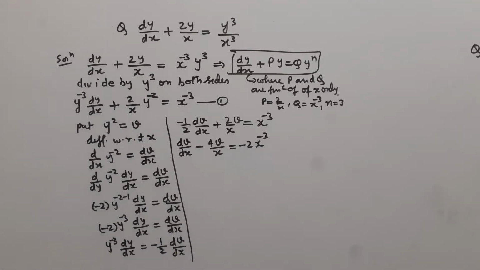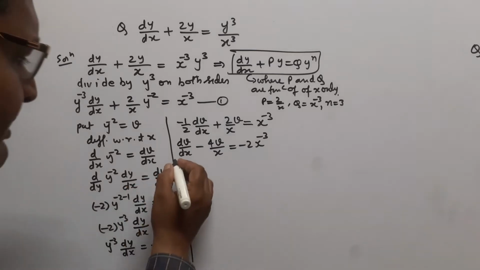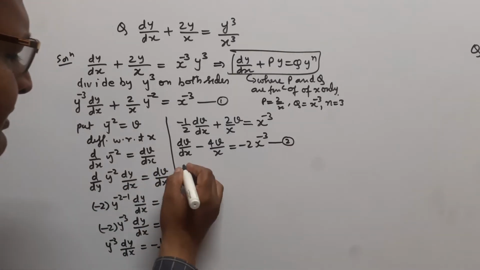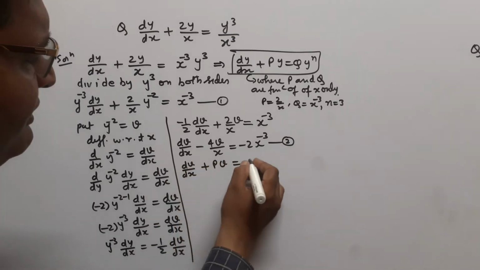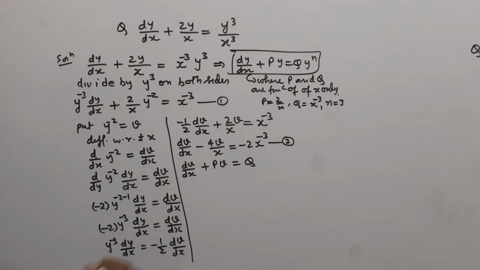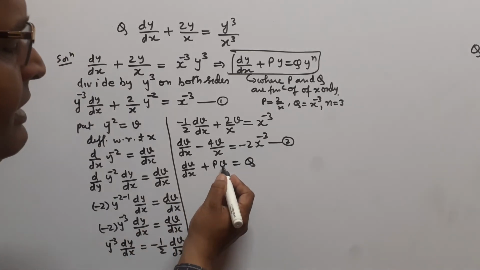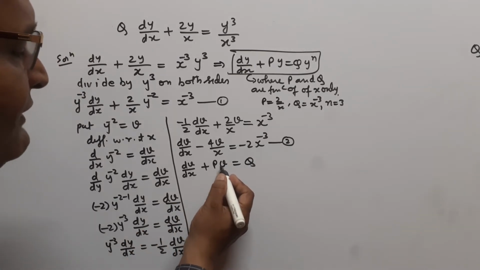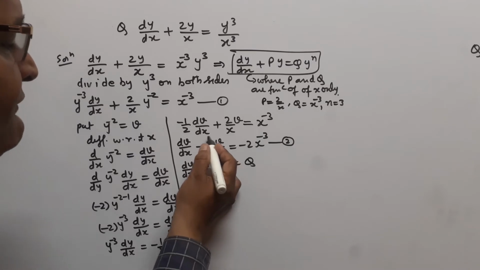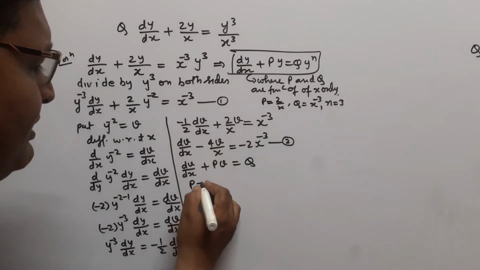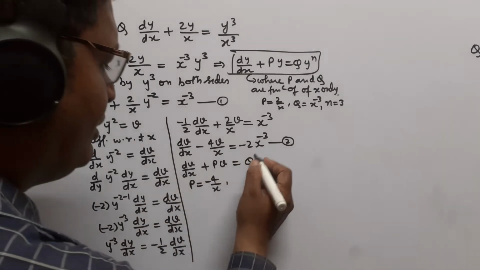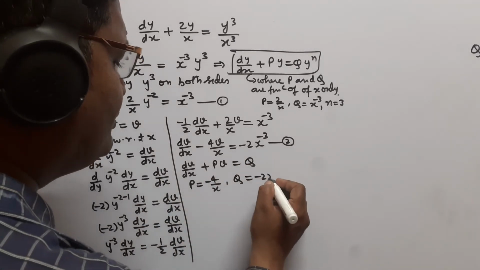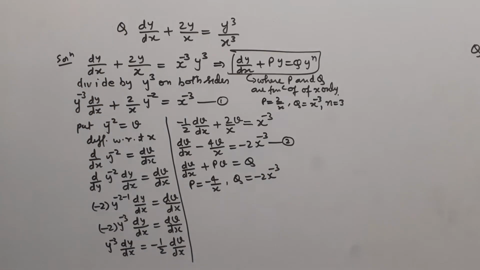So this is the linear equation in v. Compare this equation with dv/dx + Pv = Q. Here the coefficient of v is P, and the coefficient of v is -4/x. So P = -4/x. Here Q = -2x^(-3).